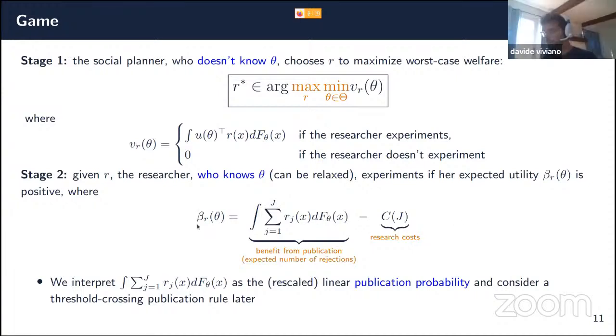Okay, so here we have basically some utility of the experimenter, which depends on the cost, as just discussed. And then it also depends on the benefit that we would obtain from publication. And now we're going to assume that this benefit is linear in the number of discoveries. So we can think about this utility as rescaled by J, the number of treatments, times a linear publication probability. That is the probability of publishing. But you can think about other forms of utility also, and I'm going to discuss those later on.